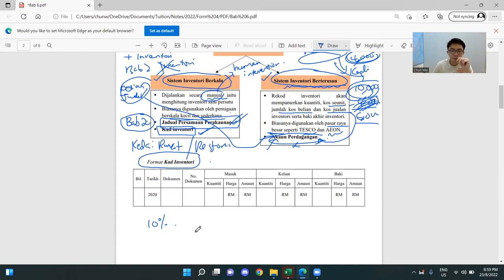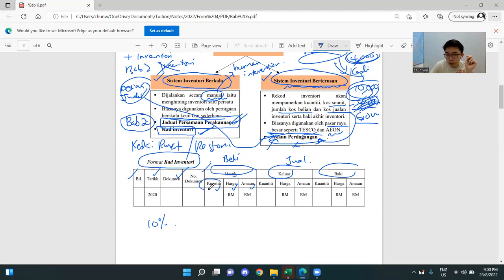Alright, so now this is the format for it. So you can see this is a bilangan. Tarikh, the document, what type of document, and then what is the number document. Okay, and then you got masuk, keluar, baki. Masuk means when you beli lah. Keluar means when you jual. Alright, because when you beli, the thing comes in. So masuk. So when you jual barang, then dia keluar. That's why it's keluar. And then under the masuk, you will see ada quantity, harga, dan amount.